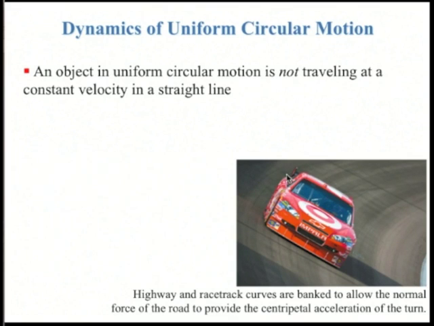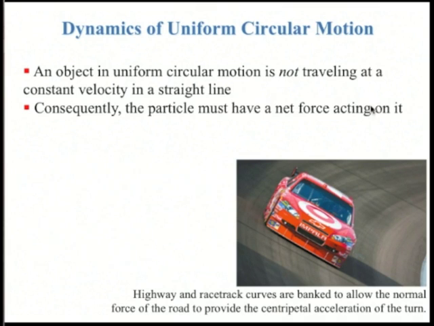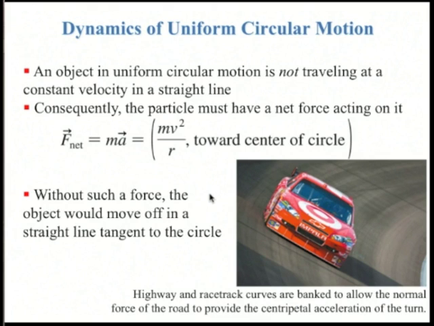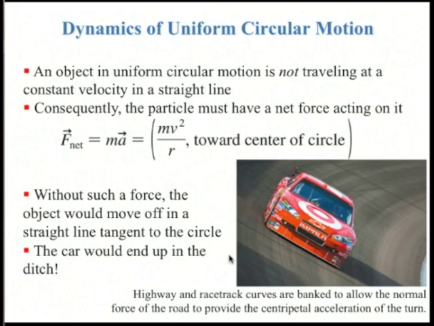So an object in uniform circular motion is not traveling at a constant velocity in a straight line. Consequently, this object must have a net force on it. The net force is the mass times the acceleration, and in the case of uniform circular motion, it's m v squared over r towards the center of the circle. If there was no force, the object would continue on a straight line, and if the road is a circle, the car would end up in the ditch. Here's a picture of a car on an actual racetrack which is banked to allow the normal force to provide some of this net force needed to provide centripetal acceleration.